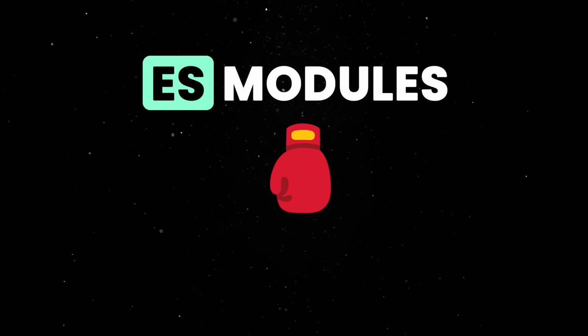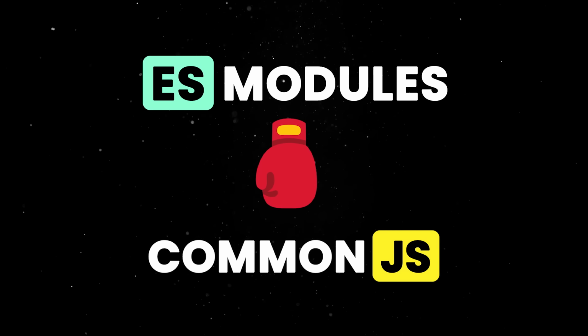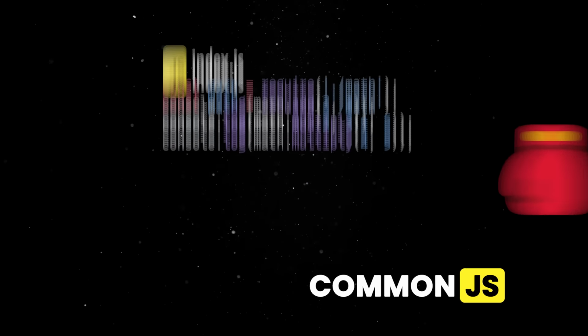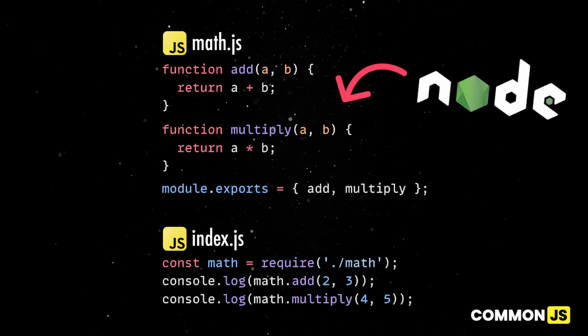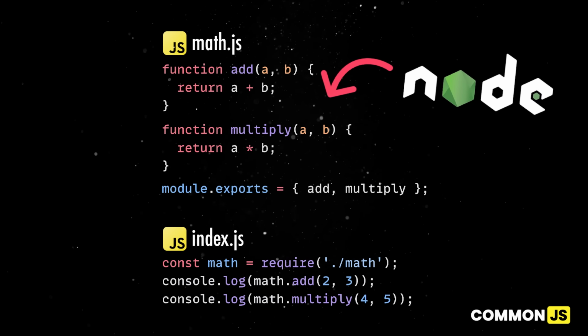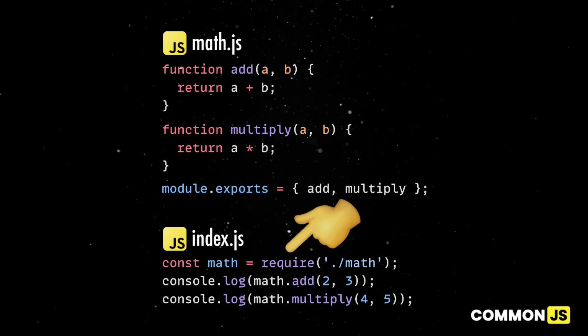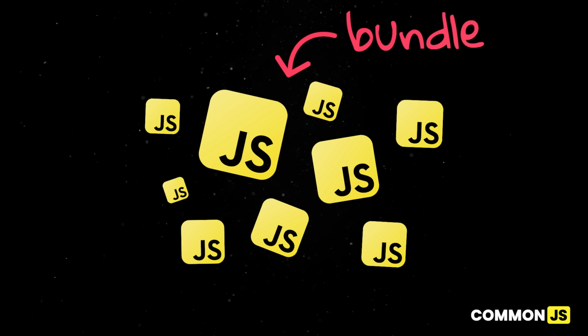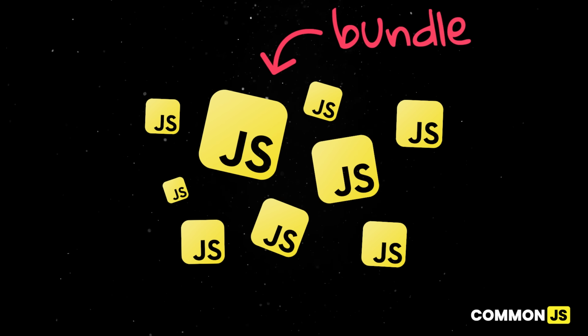Let's quickly clarify the difference between CommonJS and ES modules, because it will help you understand why Vite is so much faster. CommonJS, which Node.js popularized, loads modules synchronously at runtime using require. This works fine on the server, but for the browser, all files have to be bundled together first to avoid dozens or hundreds of separate network requests.